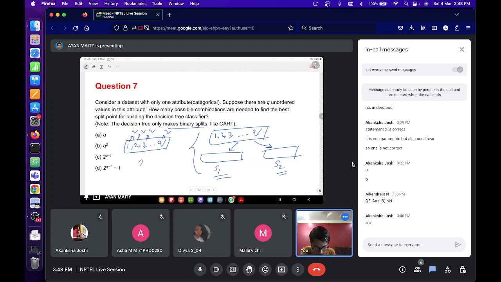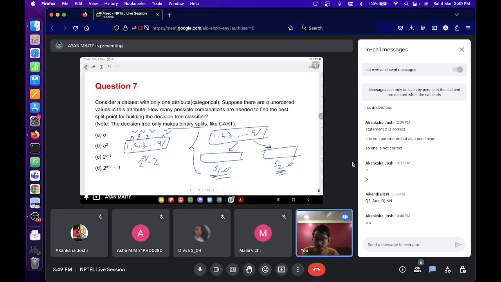There are q numbers, so 2 to the power q is the number of ways you can create two sets by splitting the whole set. And now from that there are two trivial cases: where s1 is completely empty and all the elements go to s2, or the other way around, where s1 is completely full, that is all the elements go to s1 and s2 is completely empty. So these are the two trivial cases that we have to remove.